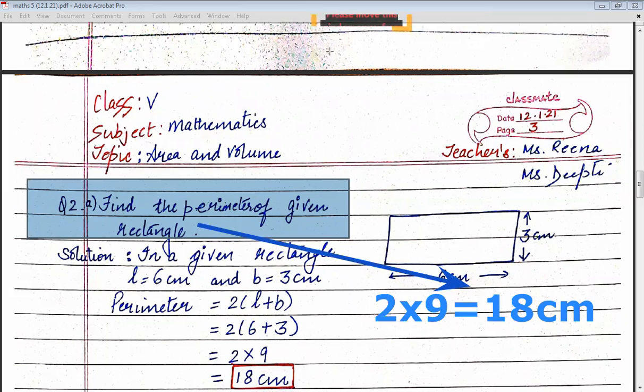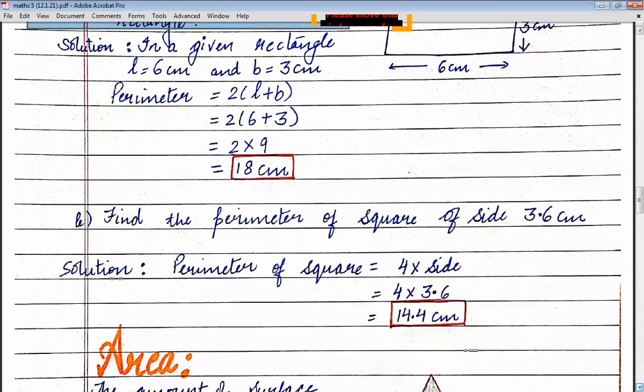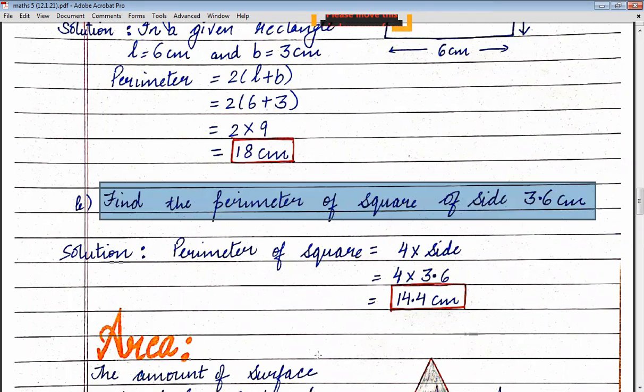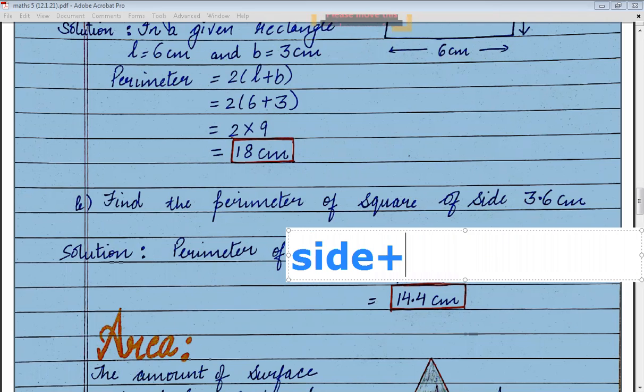Now let's move on to our question number 2, B part. Let's see what is given in question number 2, B part. You are given, find the perimeter of a square of side 3.6 centimeter. Now children, here, what is given to you? You are given with side. Side is equal to 3.6 centimeter. Okay, students, this is your side.